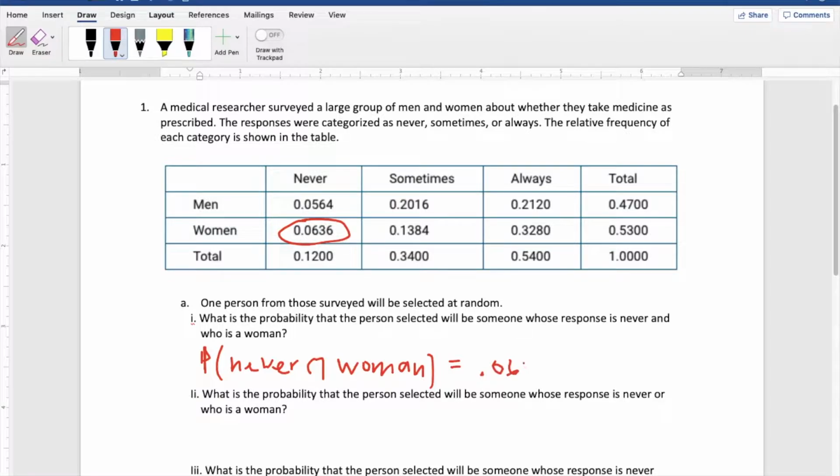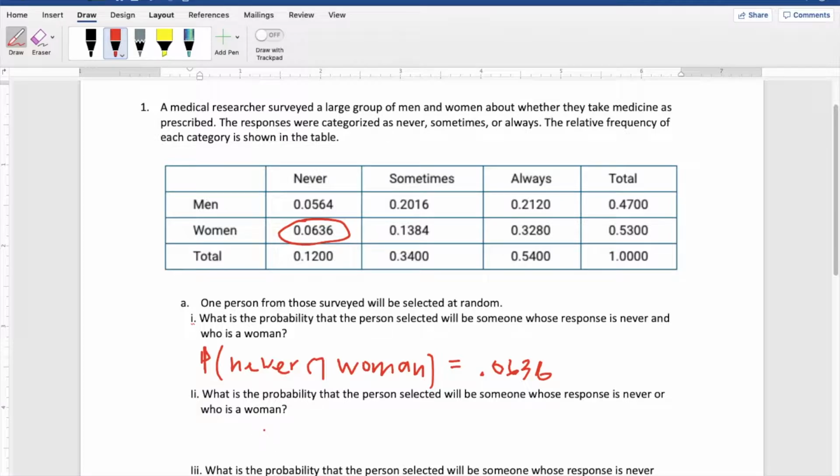What you don't want to do here is just assume that I would multiply probability of never times probability of woman. It might work, but if you're doing that, you're assuming that being a woman and never taking your medicine are independent, which we don't actually know for sure. So unless you've tested first to see if they're independent, which is what part B is asking us to figure out, it's easier, honestly, to just look at the table.